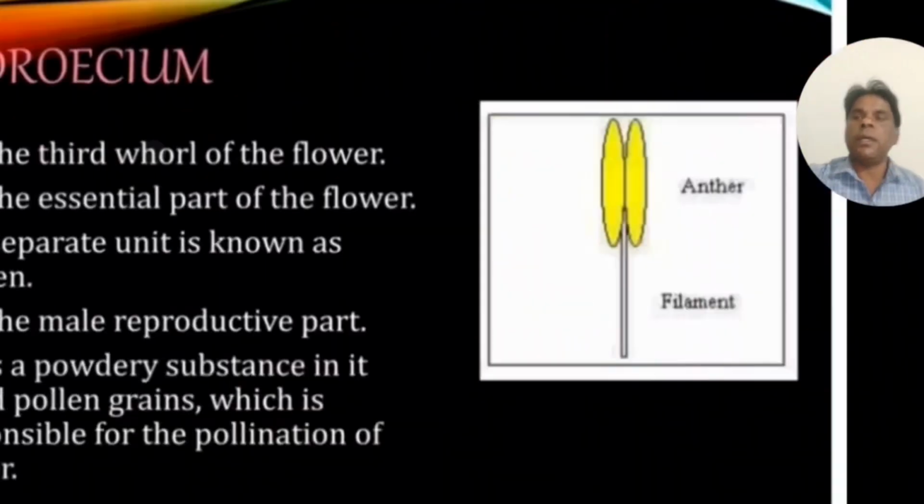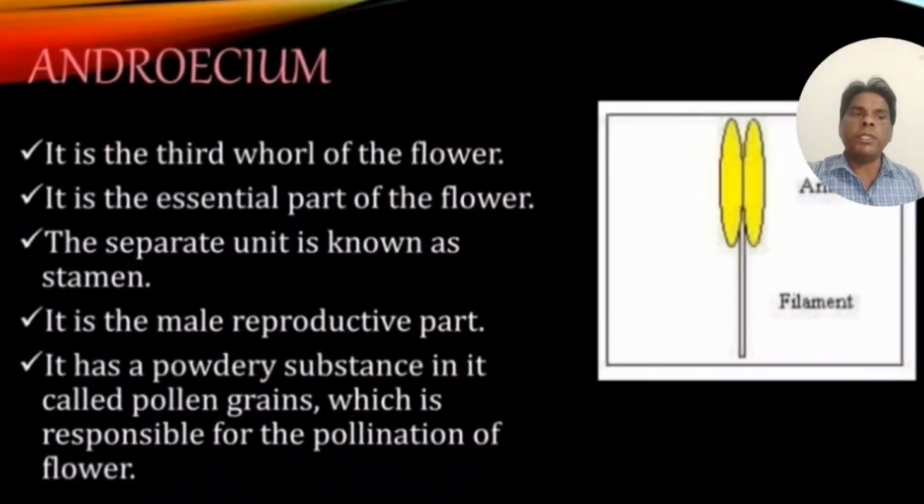You can see. And third one, androecium. The male reproductive whorl consists of multiple stamens, the male reproductive organs. The structure of stamen is basically divided in three parts. First one filament, and second anther, and third connective. The slender stalk that supports the anther is called filament, and anther is a sac-like structure where pollen grains are produced.